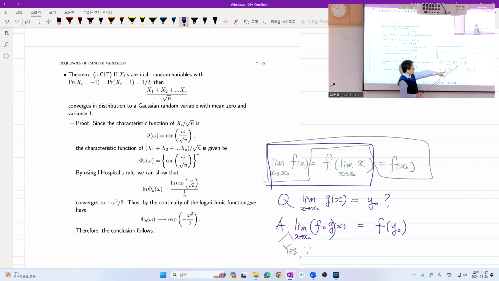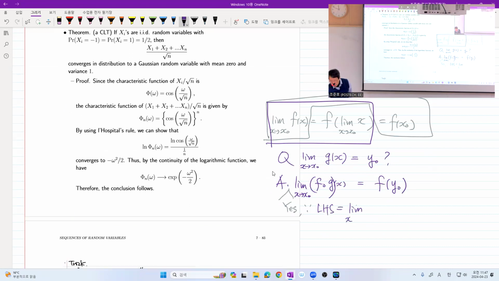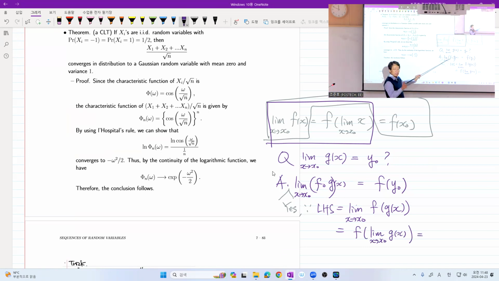Because of the definition. Now this composition can be written as what? The left-hand side is simply limit x tends to x0, f of g of x. Due to the continuity of f, what can you do? Limit x0. Right? And if, what happens? If not only f is continuous, but also invertible, then what happens?